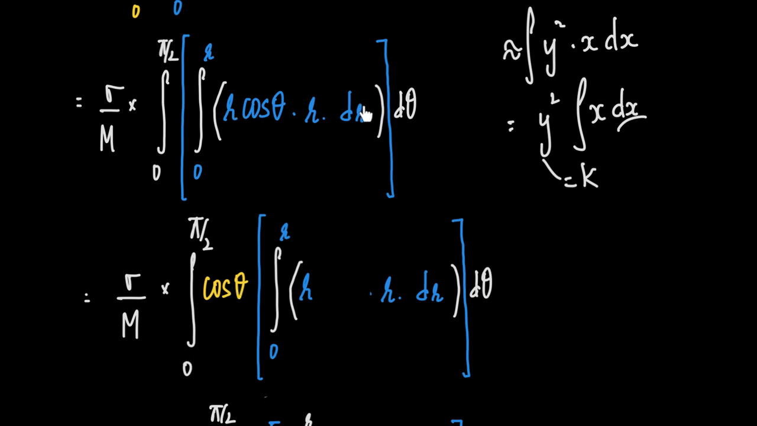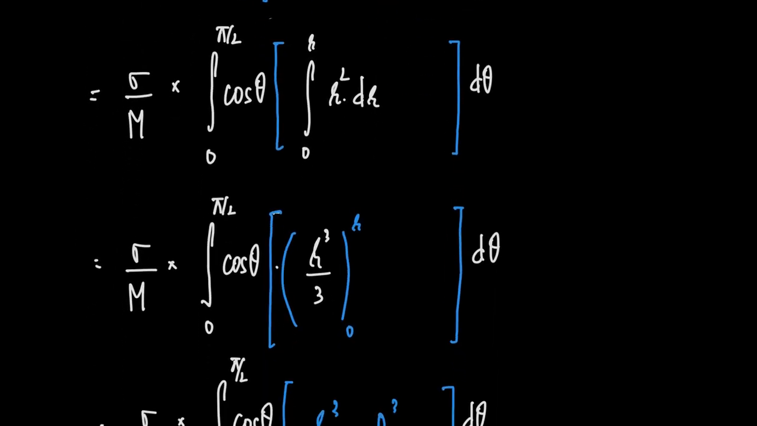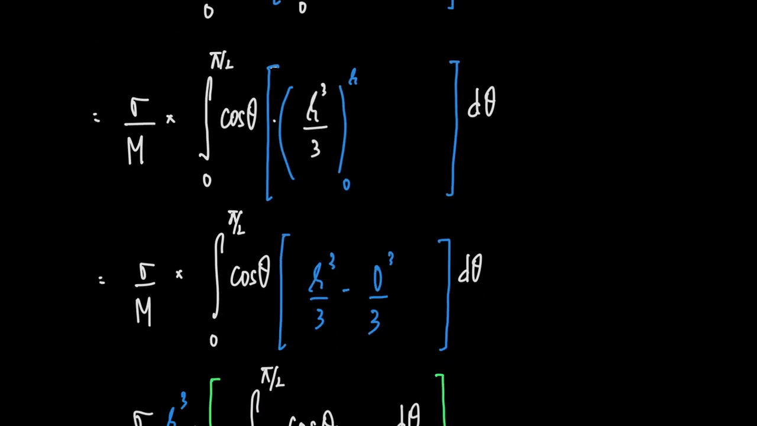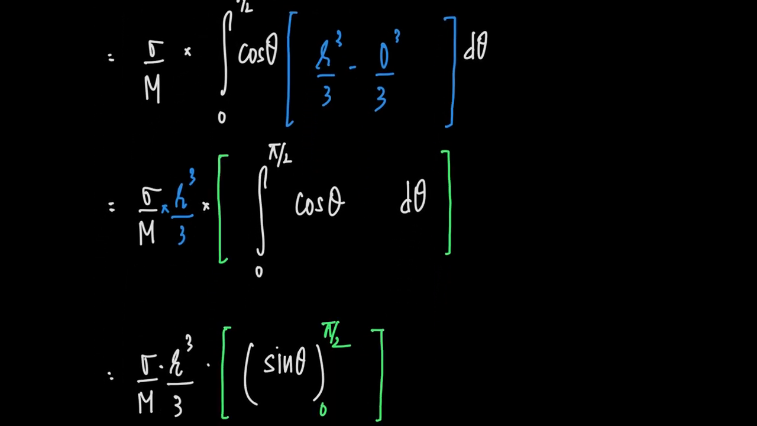So what's left inside this bracket is r into r, which is integral 0 to r of r square dr. Okay. Now, what is integral r square dr? It is r cube by 3, limit varying from 0 to r, which is r cube by 3 minus 0 cube by 3. So what we get is r cube by 3 into cos theta.